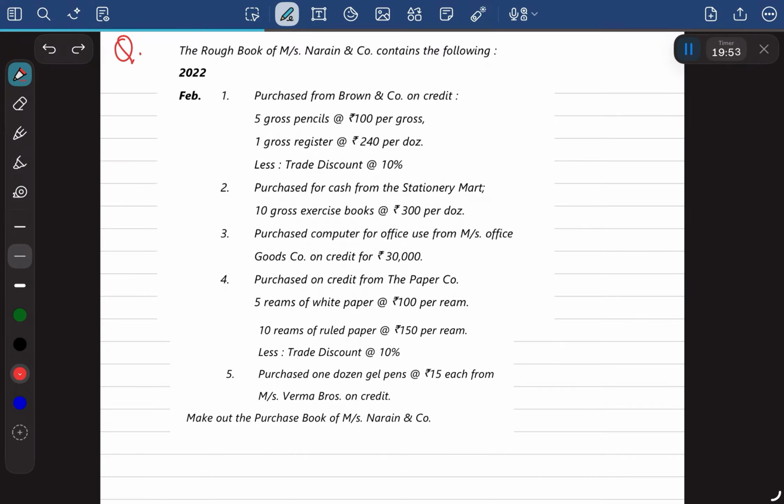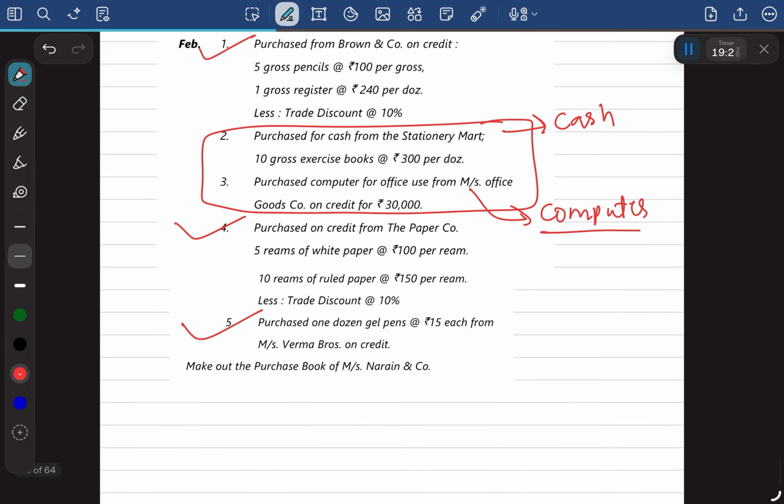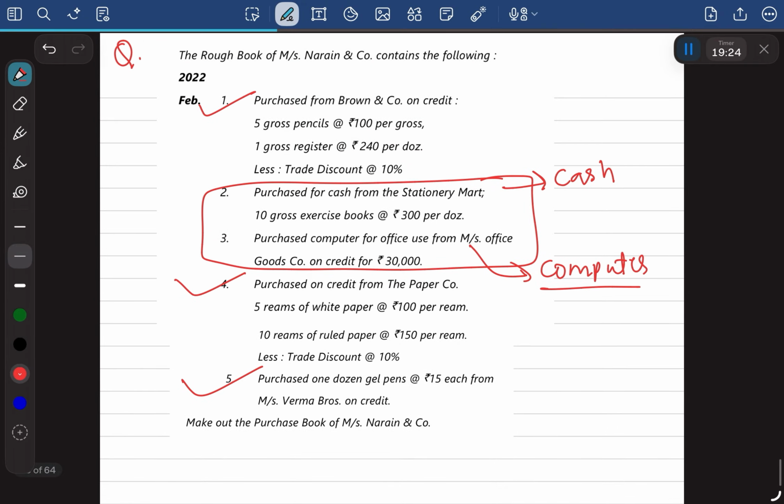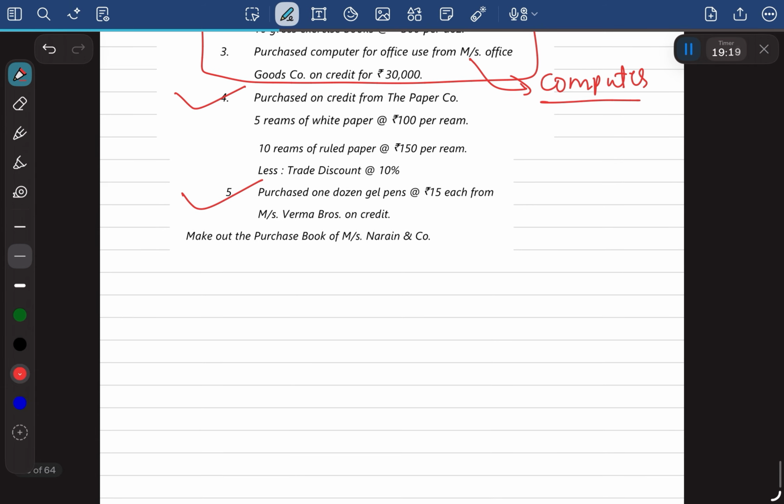After reading this, I understand what I have to record and what I do not have to record in the books. First, I have to record this, and this and this. I don't have to record these two transactions, because first it is cash and then it is a computer, which is not in my normal course of business. I am not dealing in computers, I deal with stationery items. Understand? So let's start.